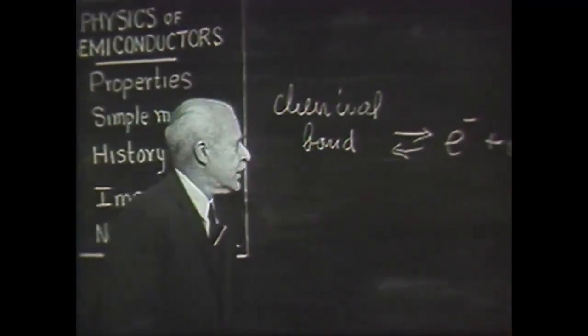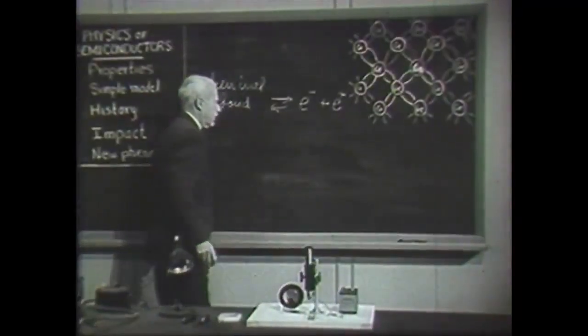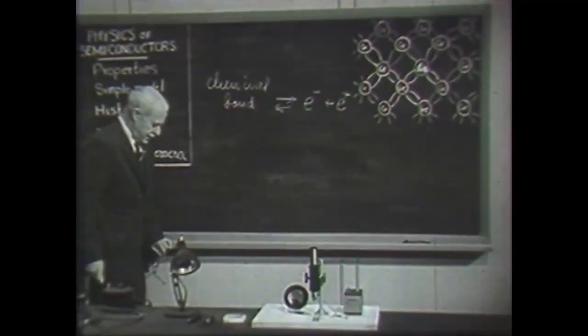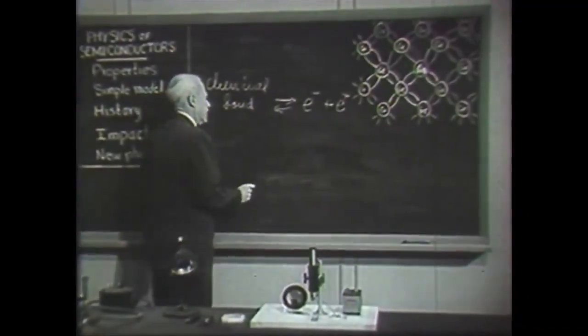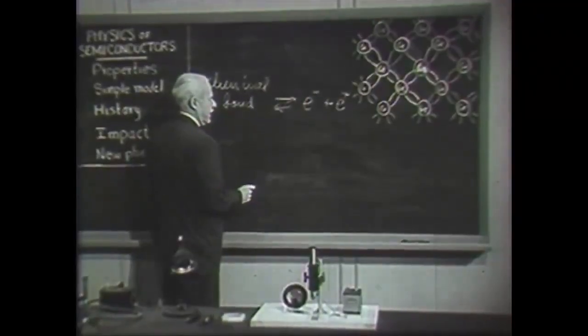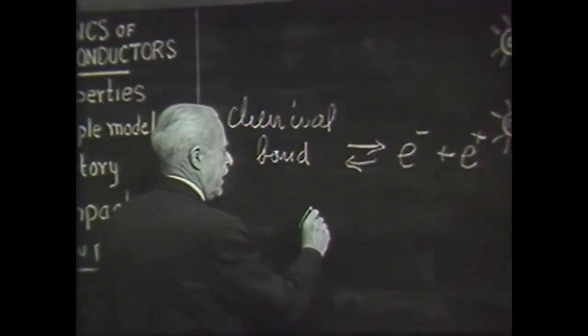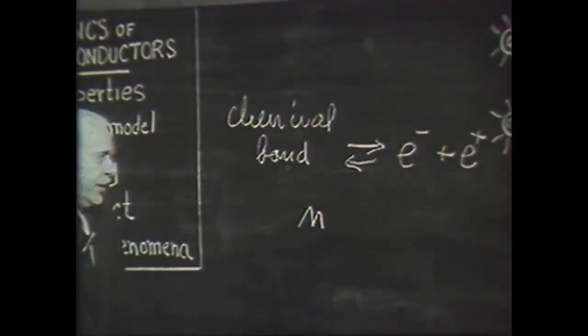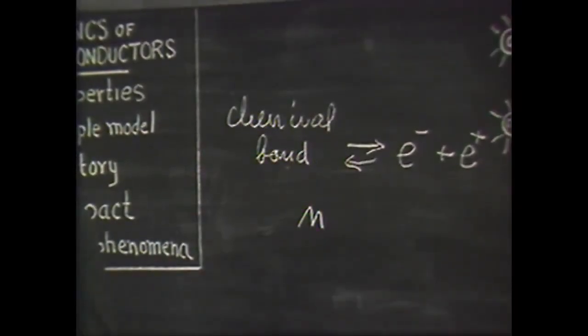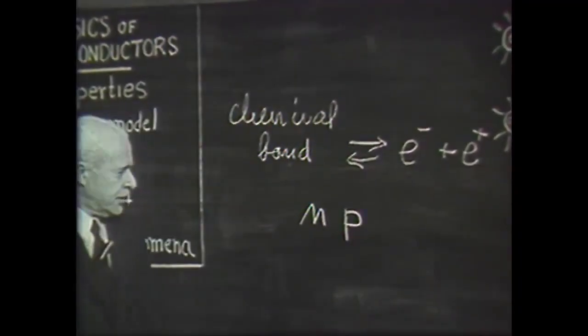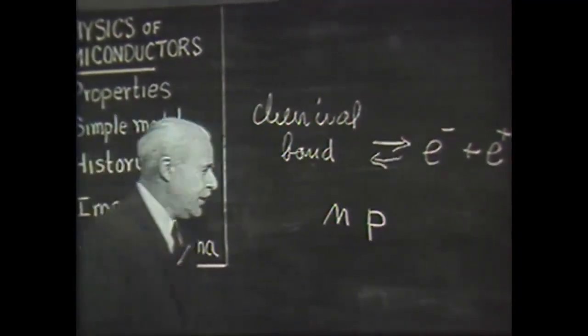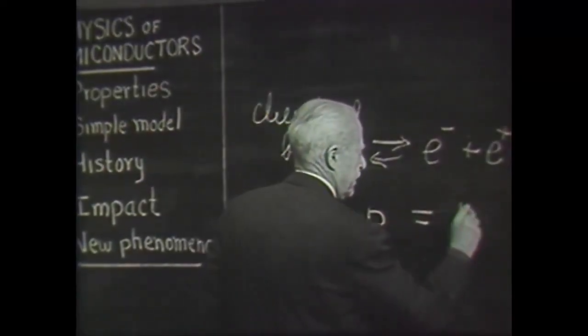In a situation of this kind, where we have a chemical equation showing a dissociation, we can write down a very fundamental law. If we take for the concentration of the free electrons in the crystal the number n, and if we take for the concentration of the holes or vacant bonding positions the number p, the law says that in thermal equilibrium at a given temperature this product should be equal to a constant.